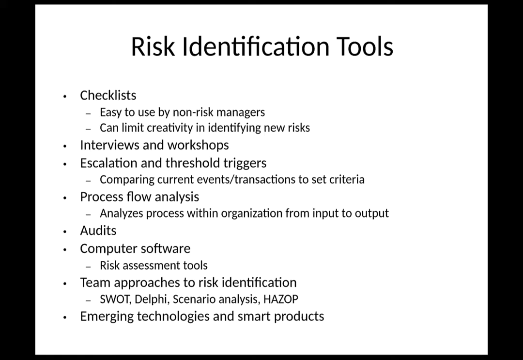The downside of the checklist is it tends to limit creativity in identifying new risks, right? So if I'm going down the list, I'm pretty much going to stick to that checklist, and I'm less likely to go, ooh, I see that thing over in the corner. It's not on my checklist, and then how do I put that on my notes to identify that as a new risk that we should consider.